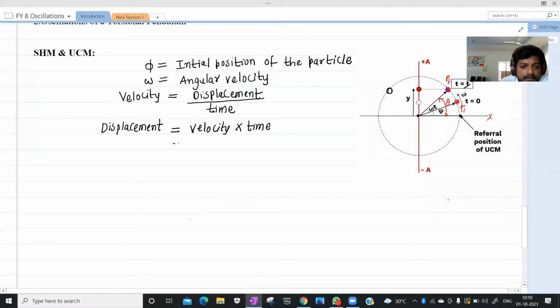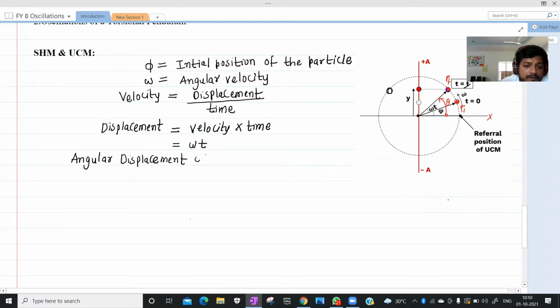Here, the velocity is the angular velocity, omega, and time is t. So omega t is the angular displacement.